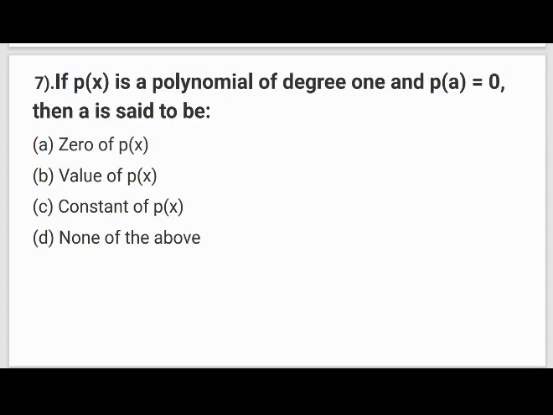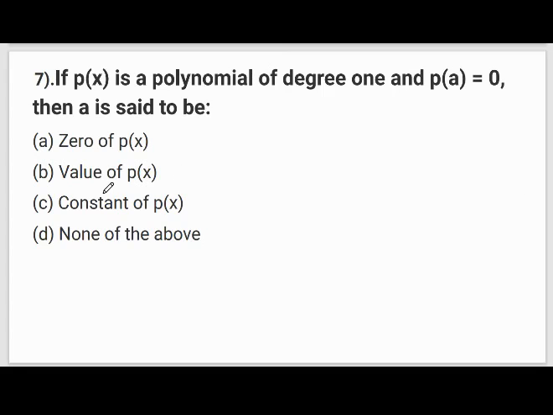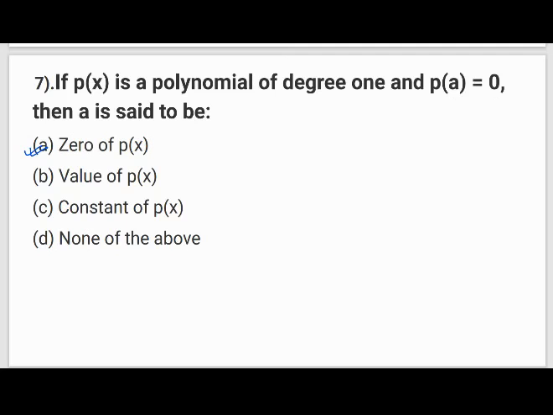Let's look at question number 7. If Px is a polynomial of degree 1 and Pa is equal to 0, then A is said to be, we all know, A is said to be the zero of polynomial Px. So option A will be the correct answer.